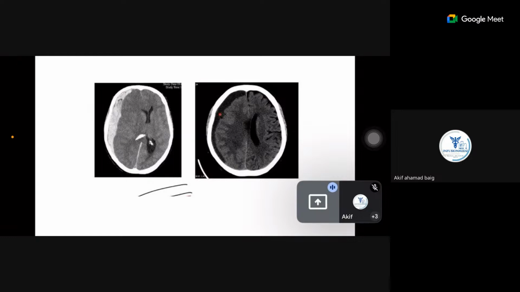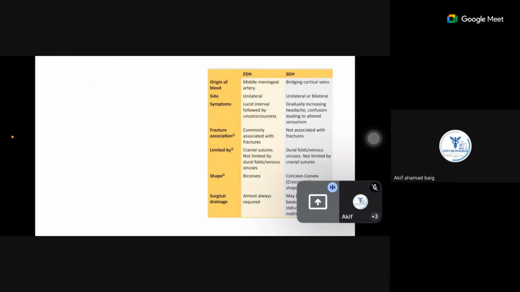You see that this SDH is significant enough to cause a midline shift. You see the ventricle being pushed towards the left side. That is called midline shift. Midline shift is important to determine whether the patient needs surgery or not. Greater than 5 mm is significant enough. We'll see the differences between epidural hematoma and subdural hemorrhage in the subsequent slide.